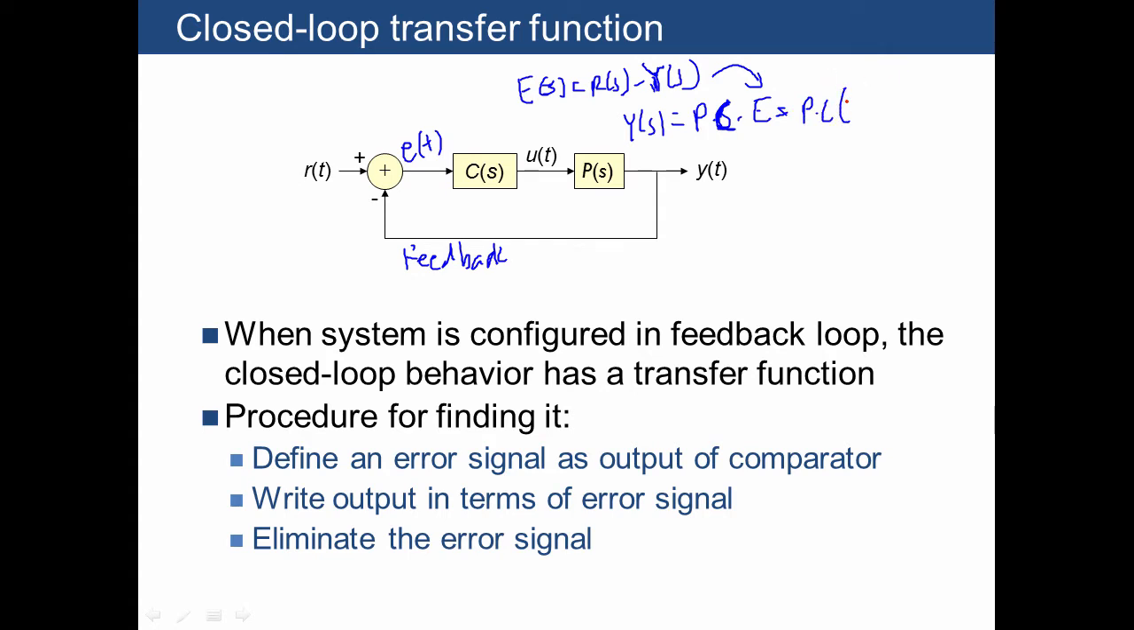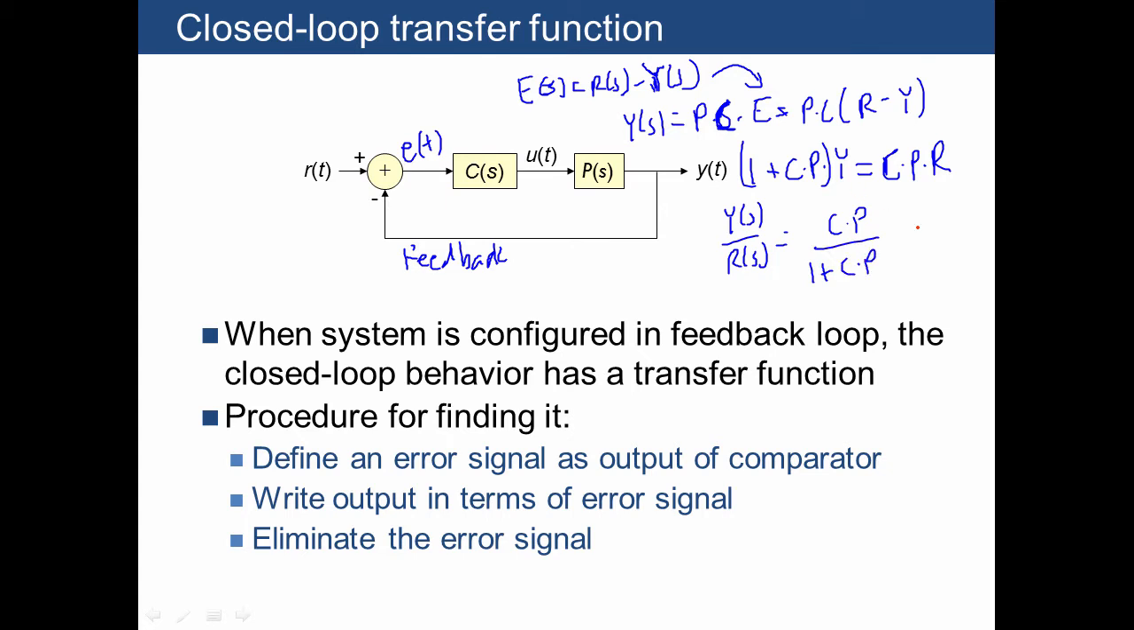where we can plug in what we found for E, so we get P times C times R minus Y, and if we collect our terms for Y, we get 1 plus C times P times Y is equal to C times P times R. In other words, Y of S divided by R of S is equal to C times P divided by 1 plus C times P. This is called the closed loop transfer function.